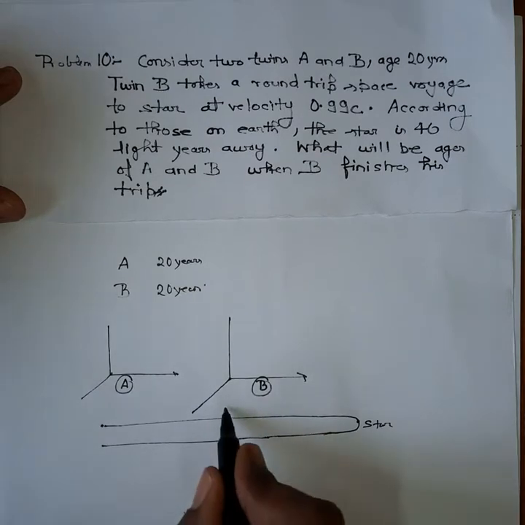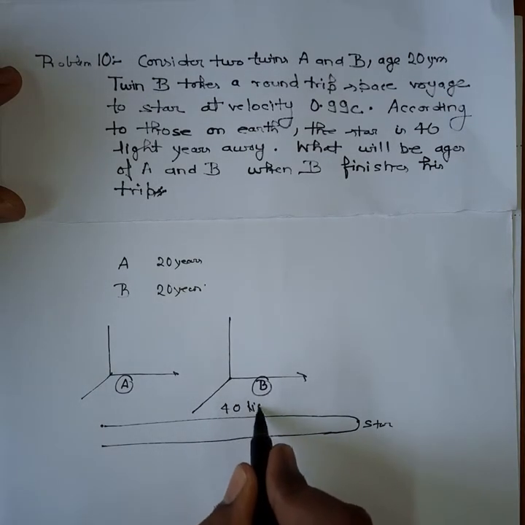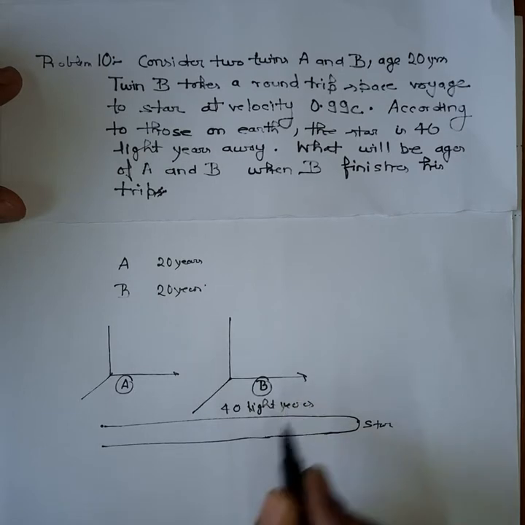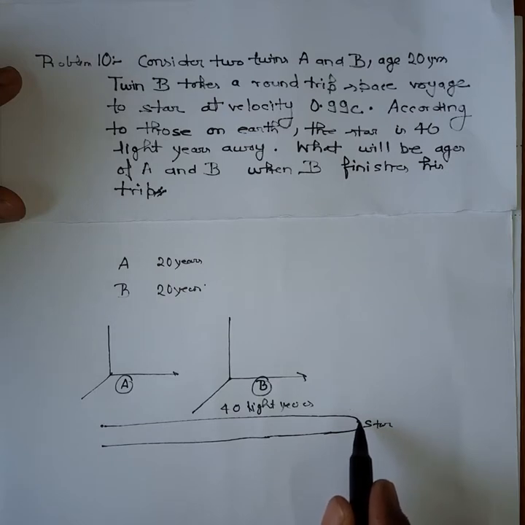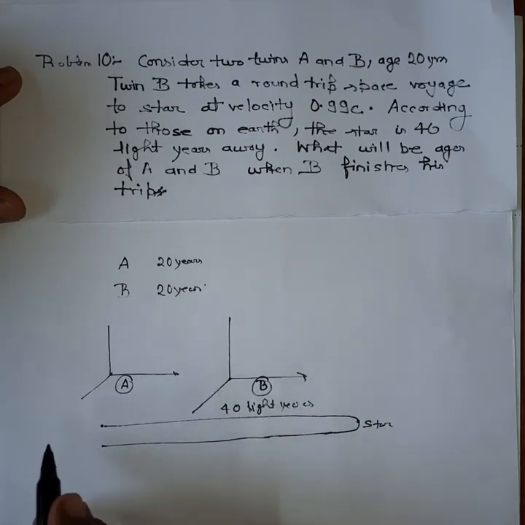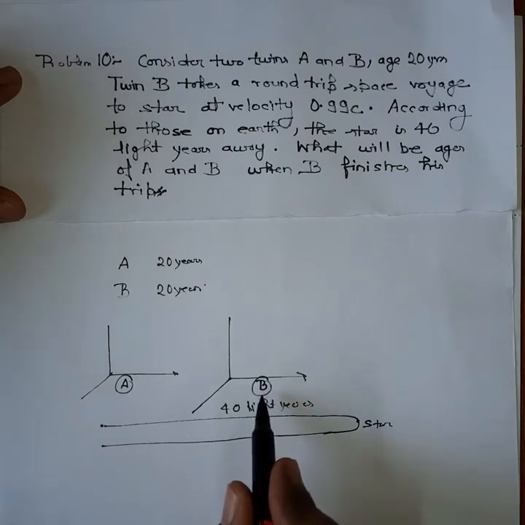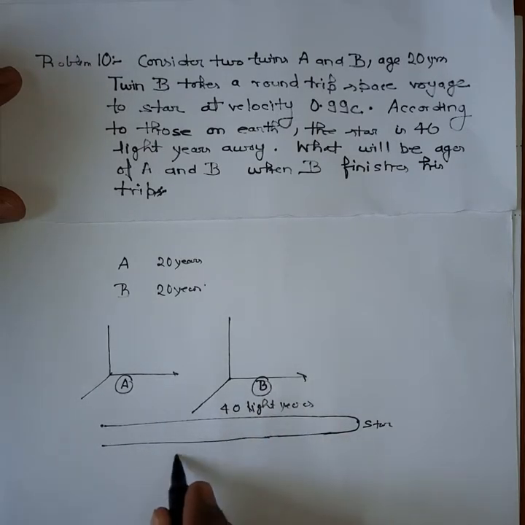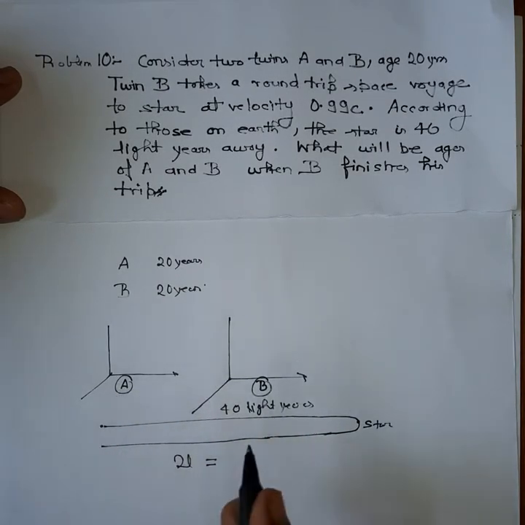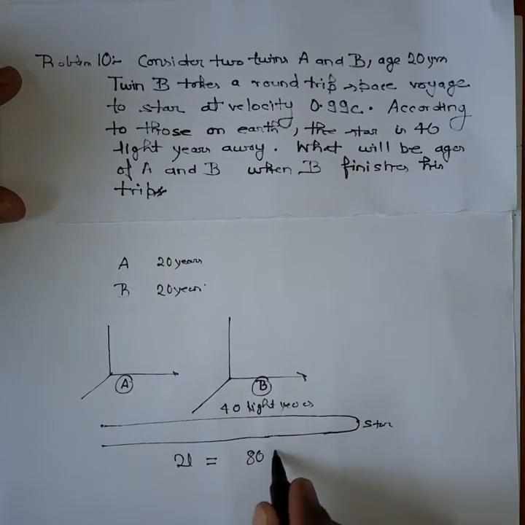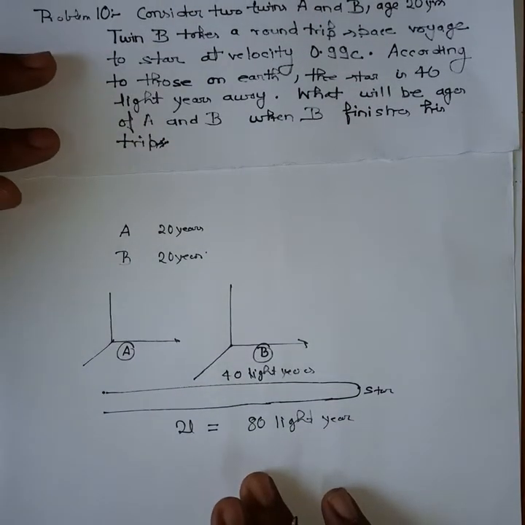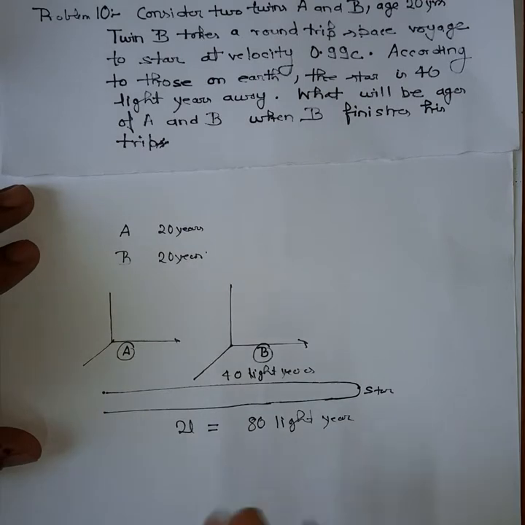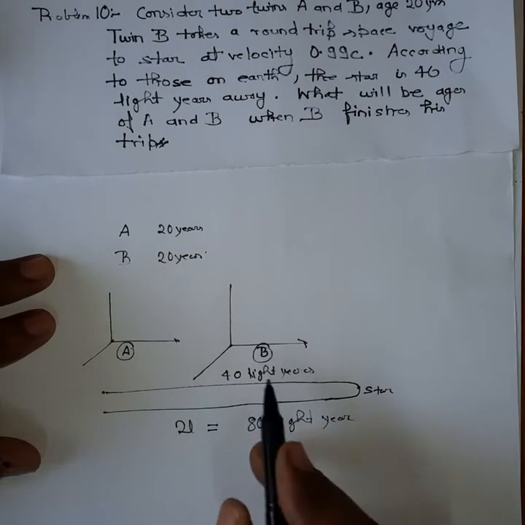So what will happen? This star is 40 light years away, and therefore twin B goes 40 light years away and comes back 40 light years. So the total distance that B travels will be equal to 80 light years. This is 2L, with respect to A. So 2L is 80 light years. So what is the time interval that A will find for the journey of B?